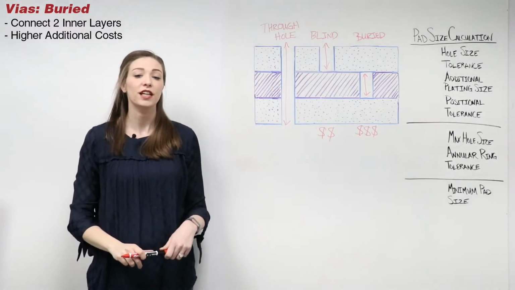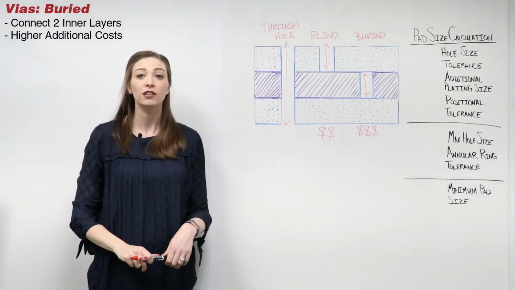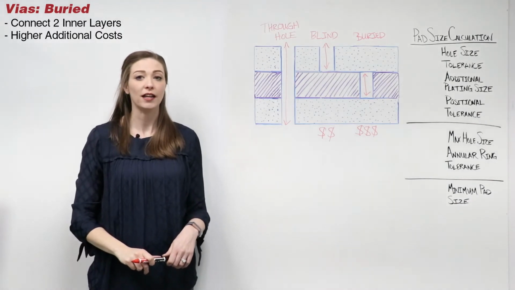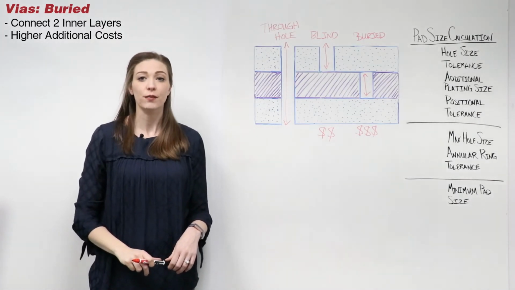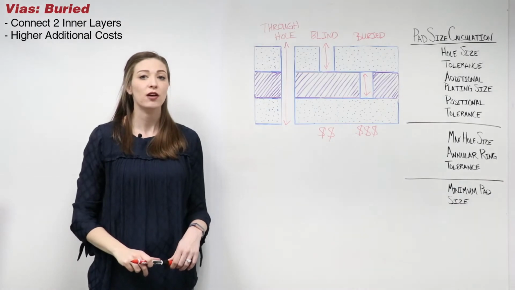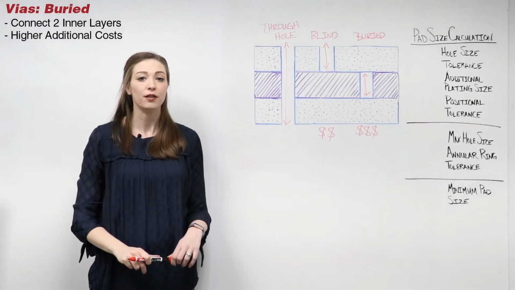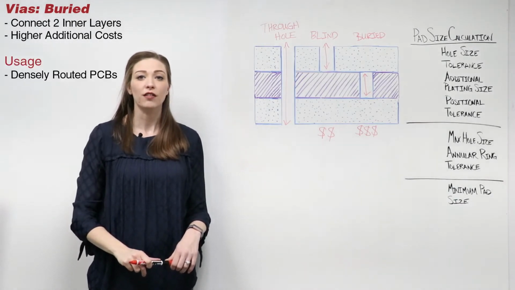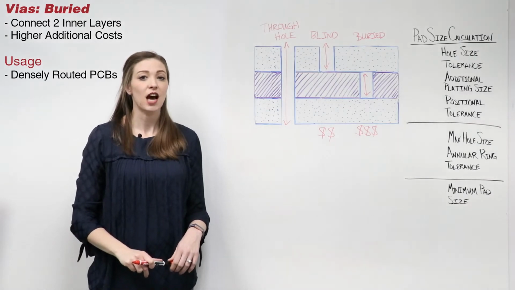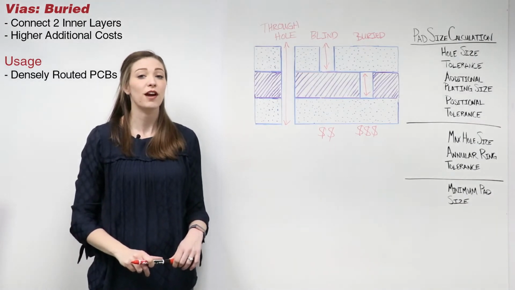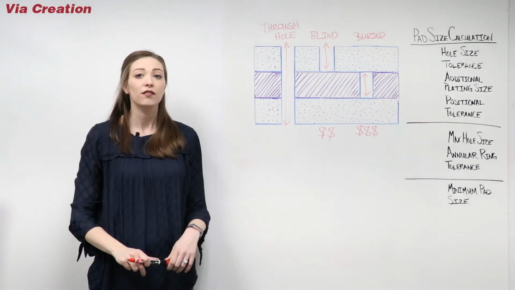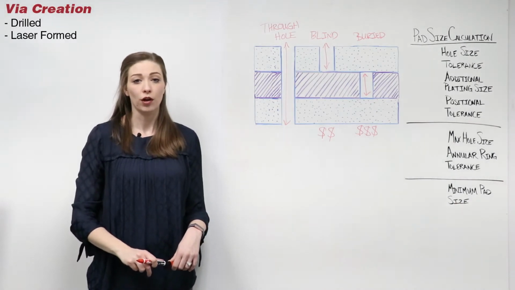Buried vias are created during lamination. The inner layers are printed, plated, and etched, then laminated together. They are then sandwiched between the outer layers and all laminated together. Buried vias are great for densely routed designs, as the top and bottom layers can still be used for routing purposes. Vias can be drilled or laser formed.